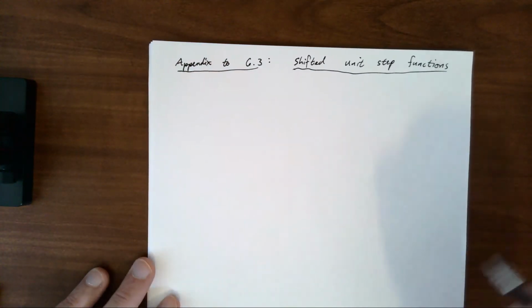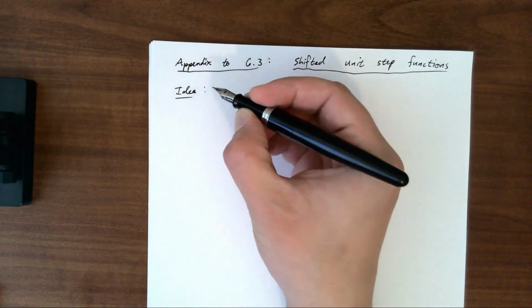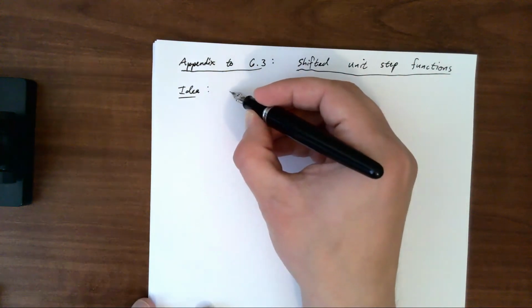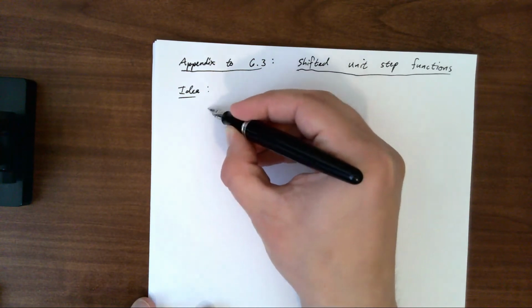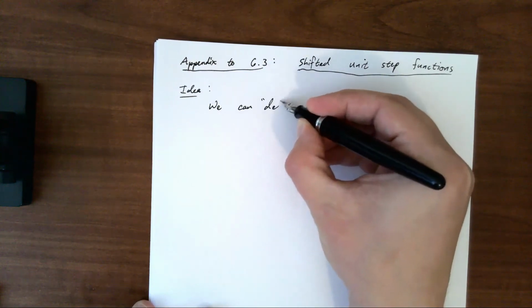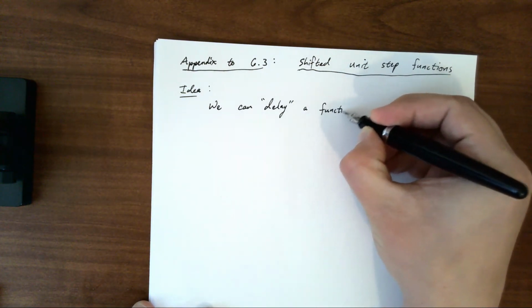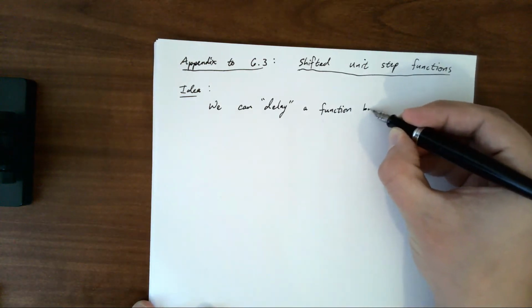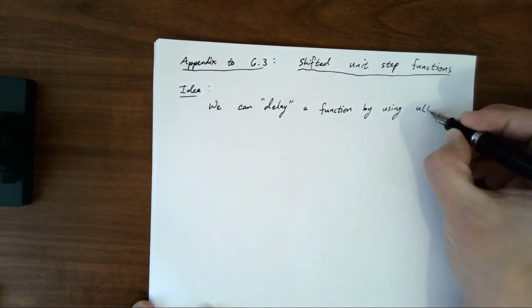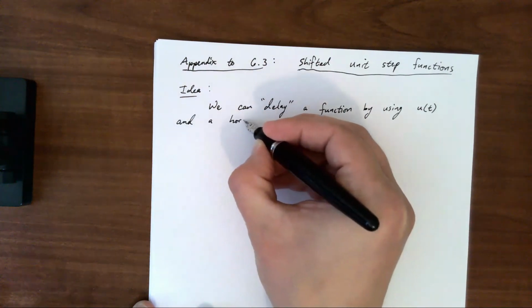All right. So here's the idea. The idea is that we can delay a function by using the unit step function and its variations. So we can put quotes on that, "delay" a function by using u of t and a horizontal shift.